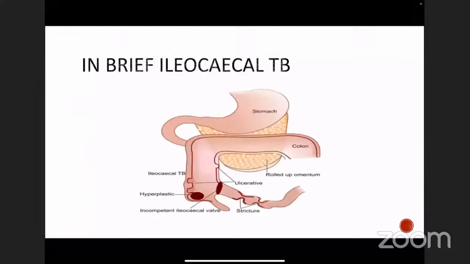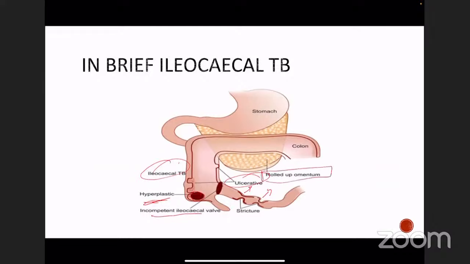So in brief, for ileal and ileocecal tuberculosis, in the ileum strictures are more common, long segment narrowing, and there can be ulceration in the cecum. In ileocecal TB, it can be hyperplastic, with thickening of the wall, or ulcerative, with a dent in the wall. There is thickening and an incompetent ileocecal valve, with broadening of the valve seen.